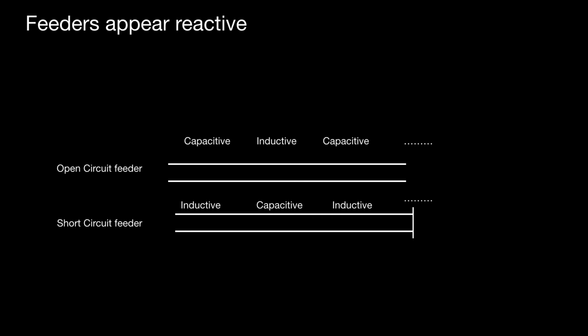Also noted in the book is that if you have two situations where you have a short circuit feeder and an open circuit feeder, then the open circuit feeder will appear to be alternately capacitive and inductive every quarter wavelength, and the short circuit feeder inductive and capacitive every quarter wavelength. I'm not sure how this will manifest itself in questions, but we'll figure that out as we go through some examples in class. It may be something you just simply have to remember by some method.